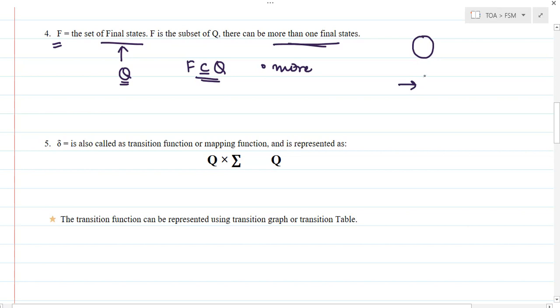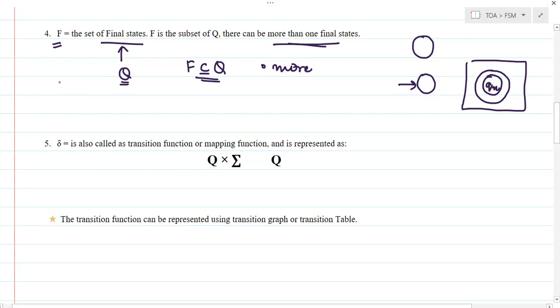For an initial state we have an arrow pointing towards this single circle. But a final state is represented as a circle surrounded by another circle. So this is the representation of a final state, and again inside it we have the name of the state. Now let's see the significance of this final state.